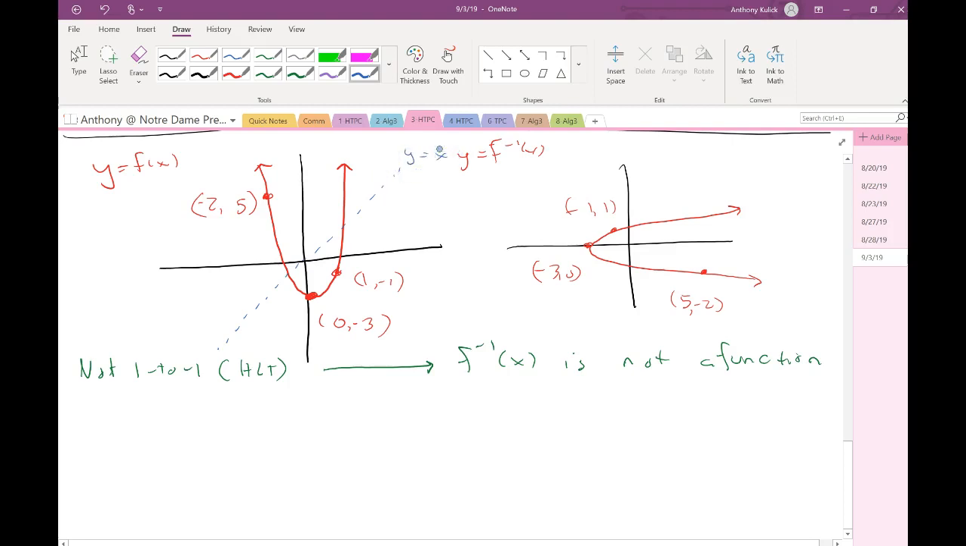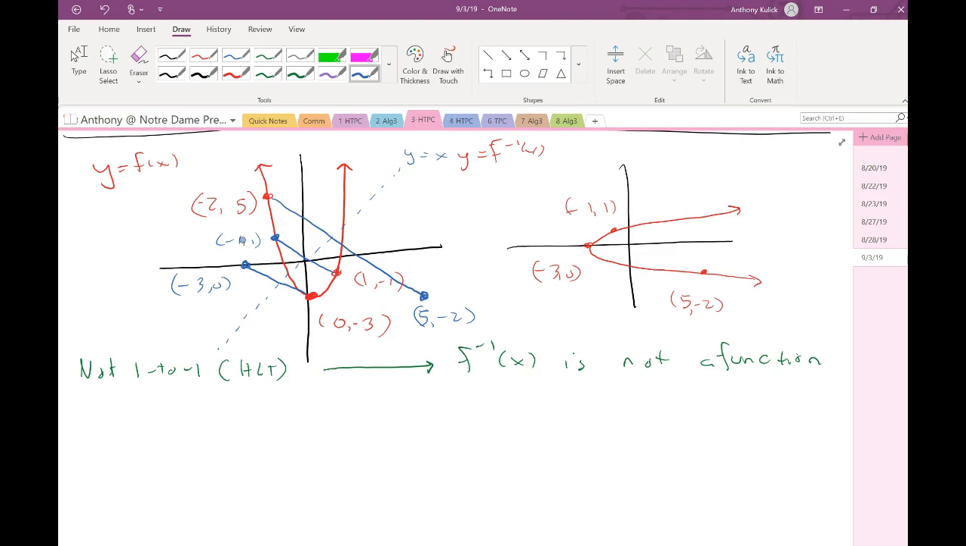The reflection is across this line y equals x. So for example, if I reflect this point across that line, it would be over here. Its new location would be 5, -2. Or if I reflected this point over to here, that's now the point -3, 0, etc. Do you guys see that visually? Does that make sense to what I did there?